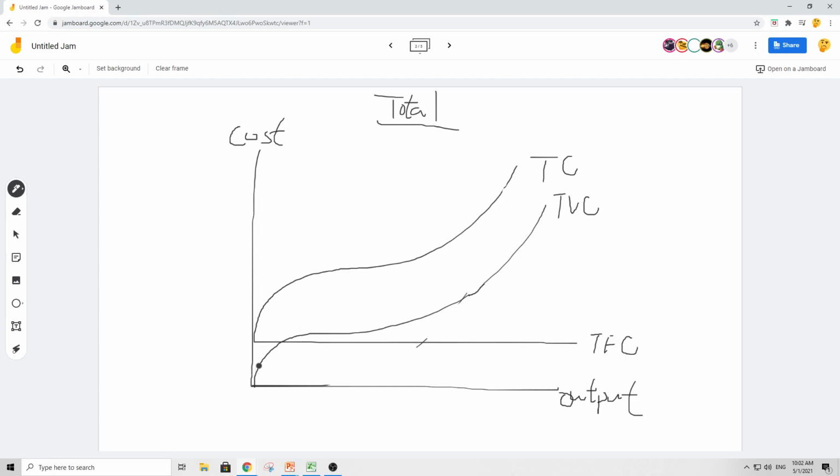Besides, you will see a gap between the two. You see the gap between the two? This vertical gap here is the amount of TFC. So if the TFC amount is X, then this will be X, this will be X as well, and this will also be X, because you are just adding up that fixed amount of TFC into the TVC here. So there you go.